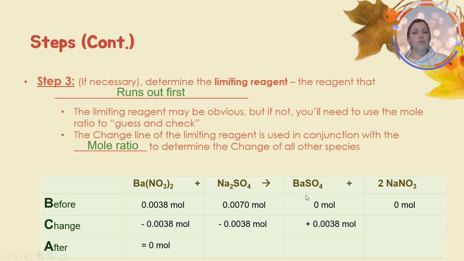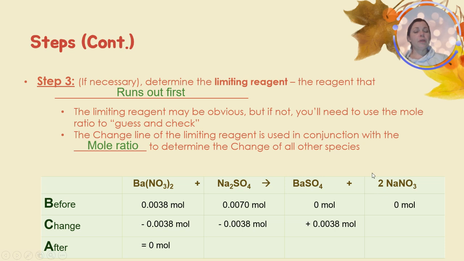So we have 1-to-1-to-1, so this is going to be minus 0.0038. This is going to be minus 0.0038. This is going to be plus 0.0038, because in our products we are forming, in our reactants we are using. So in the reactants we subtract, and in the products we form.